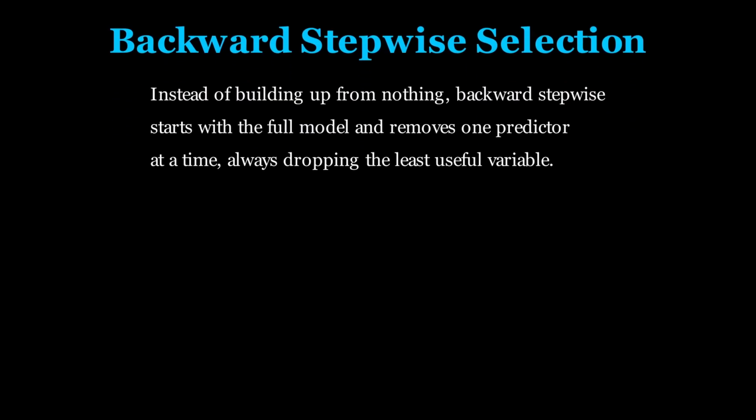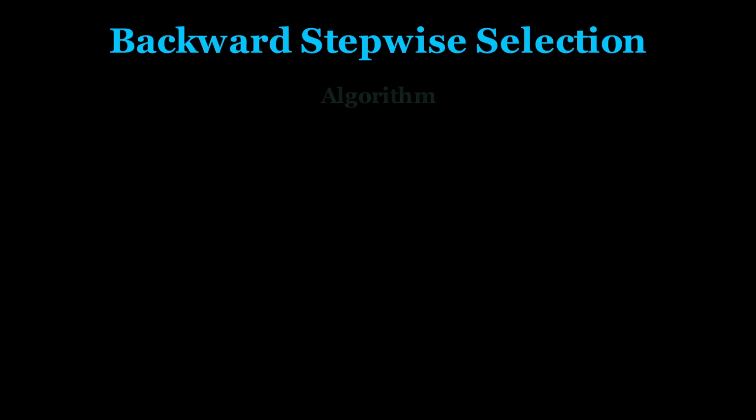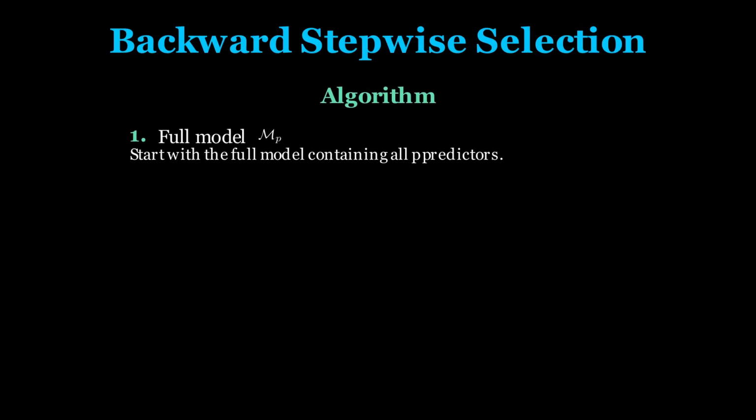Backward stepwise selection works in the opposite direction as forward stepwise selection. It begins with the full model containing all p predictors, then iteratively removes the variable that contributes least until no further removal improves the criterion. In terms of the algorithm, the first step in backward stepwise selection is the reverse of forward stepwise selection. We start with the full model Mp, which includes all p predictors.